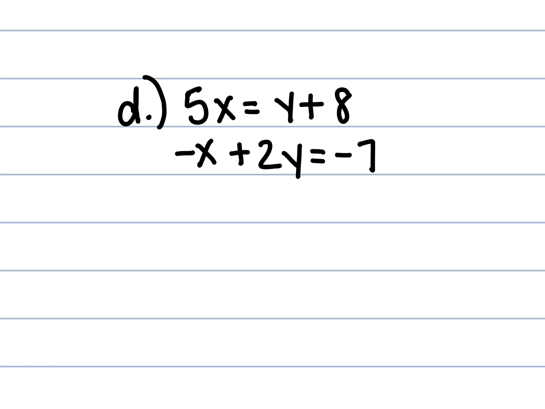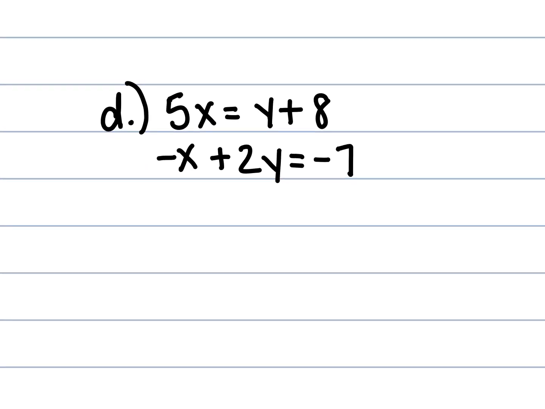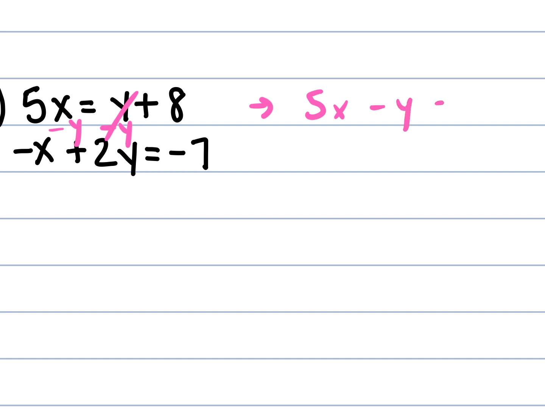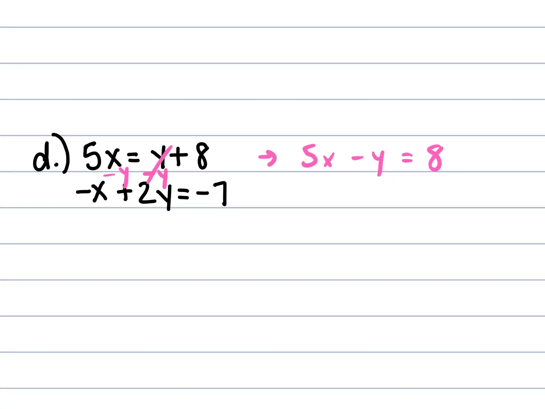So D looks a little bit different because we're used to it being in order. What's wrong here? The x is on the outside. Right, so we need it to be x and then y, then equals our constant. It has to be in the same order if we're going to do elimination. So how can I move that y to the left side? Subtract y from both sides. Awesome, I want to subtract y on both sides. So now my new first equation is 5x minus y is equal to 8.